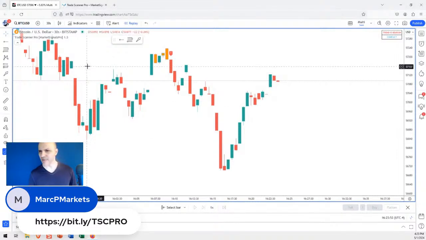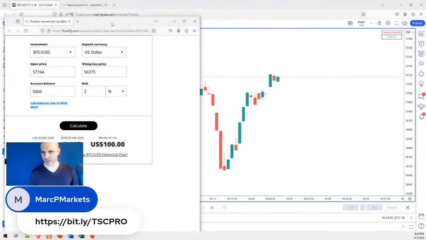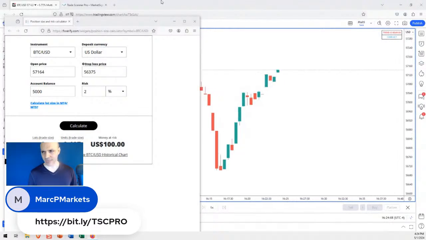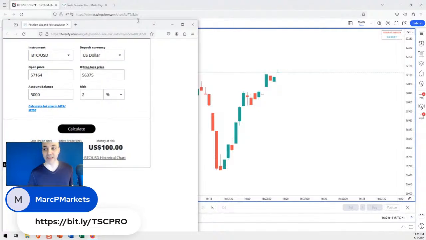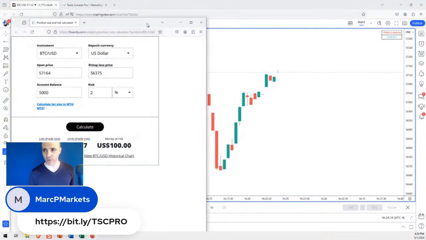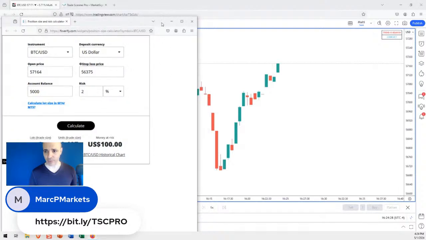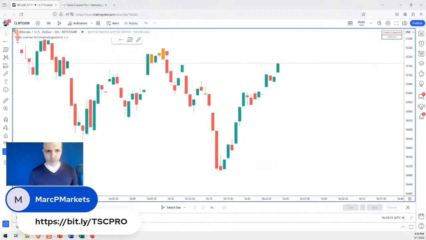Where's my calculator? Let me find my calculator over here. There it is. Okay, so I got my calculator. Again, if you're just joining, this is from fxverify.com. It's just a calculator I found. There are many calculators on just Google, position sizing calculator, Bitcoin, and you will find tons of them. You find one that you like. A lot of them just look like this. I thought this was a nice, simple presentation. Okay, so we're watching Bitcoin. And when I get a trade, I'm going to calculate my position size based on a $5,000 account. So I'll just put this aside for now until we have the trade.